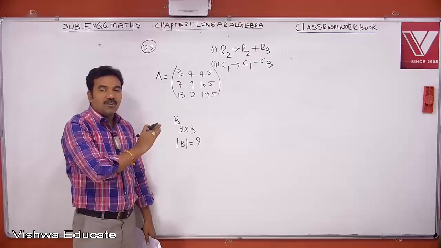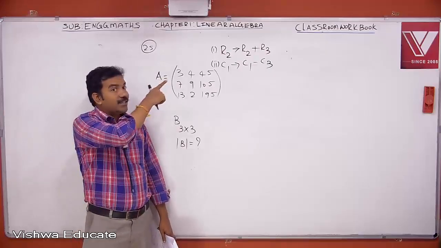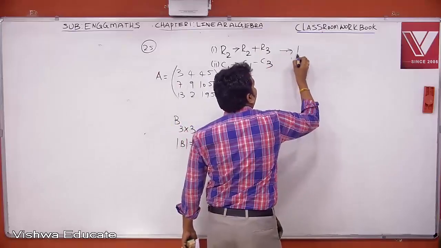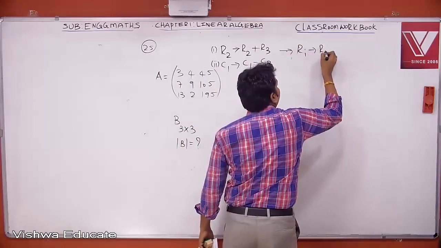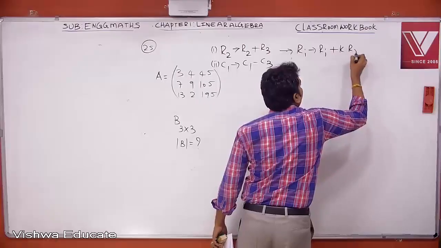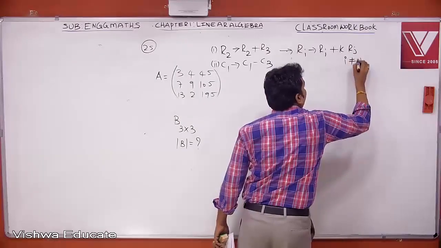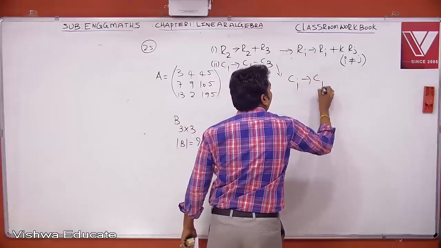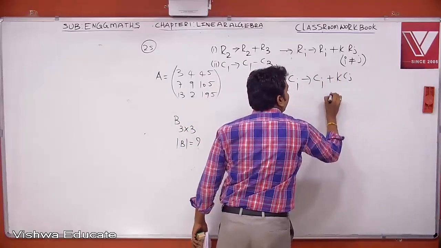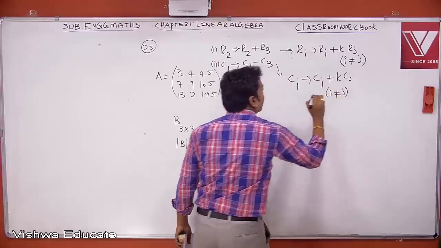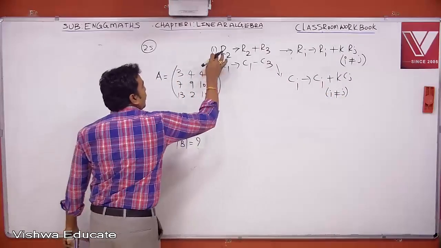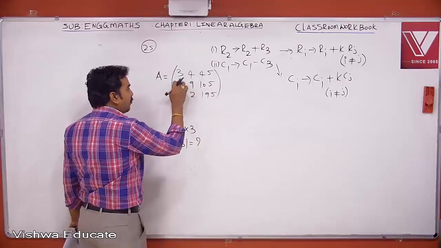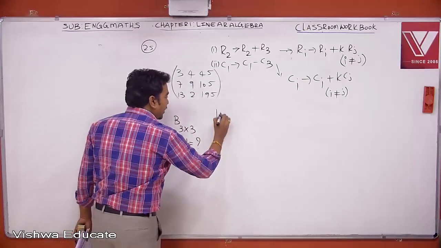See, the logic involved in this question is when you apply third category row operations, basically these are in the form Ri implies Ri plus K Rj, where i is not equal to j. And this is equivalent to Ci implies Ci plus K into Cj. Here also i is not equal to j. Therefore, when you apply these types of operations, det value does not change. Therefore, det B is equivalent to det A.